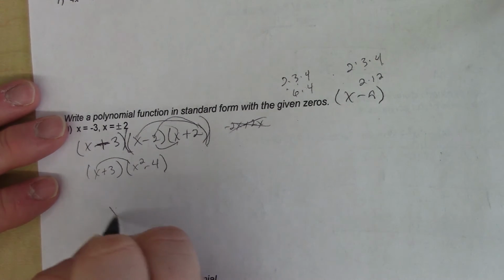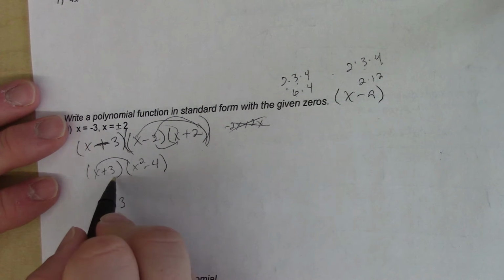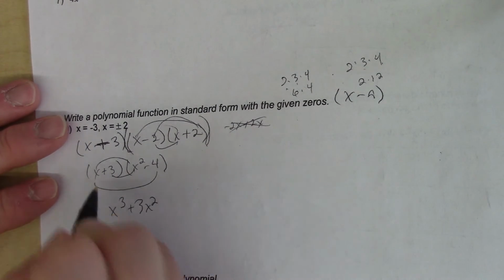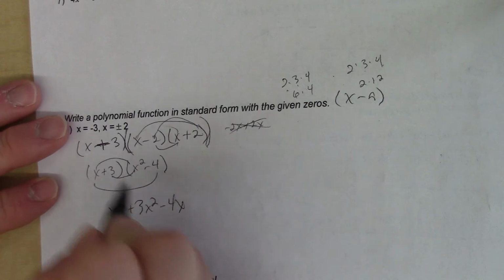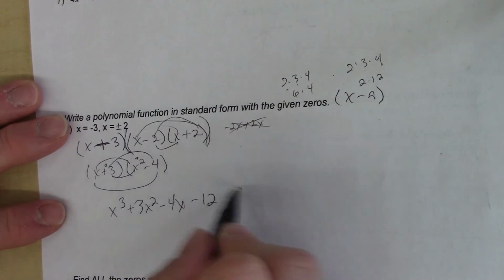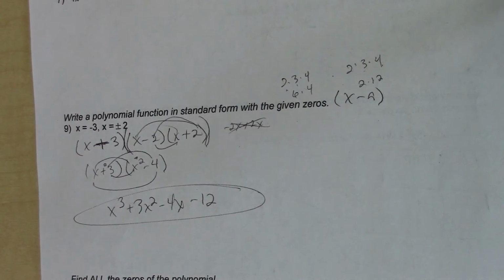X times x squared is x cubed, right? 3 times x squared is a plus 3x squared. Negative 4 times x is negative 4x. And last is negative 12. And there we have our guy. And our solution. Okay? All right, let's come back to 7 and 8.